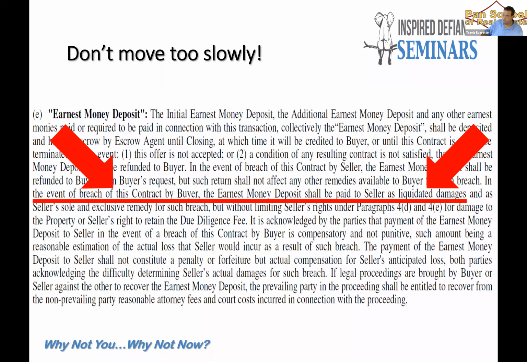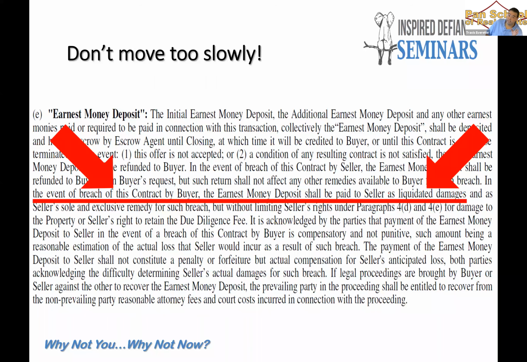And that's where it says right here, in the event of a breach of this contract by the buyer, the earnest money deposit shall be paid to the seller as liquidated damages. So if the buyer doesn't get off the ride in time, if they stay on past the due diligence date but still don't make it to closing, they're going to forfeit their earnest money deposit as liquidated damages.